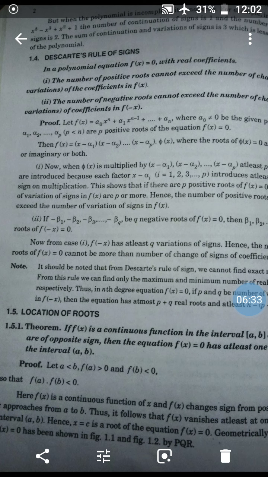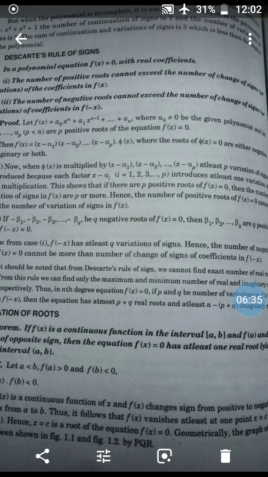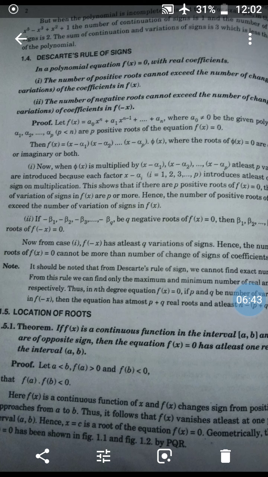The number of positive roots cannot exceed the number of changes of sign of coefficients in f of x, and the number of negative roots cannot exceed the number of changes of sign of coefficients in f of minus x. We have shown these two results, so we have to remember this result. This is called Descartes rule of sign.